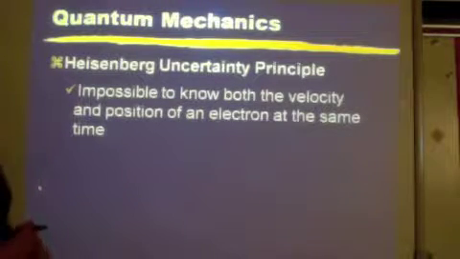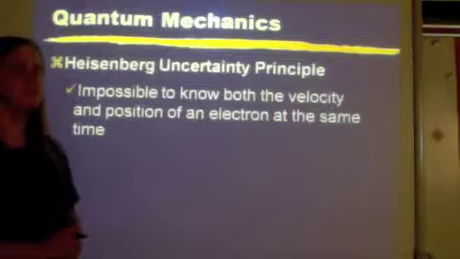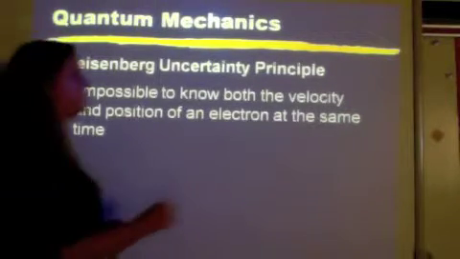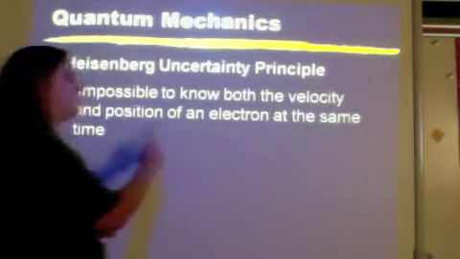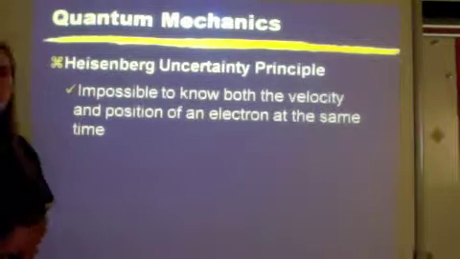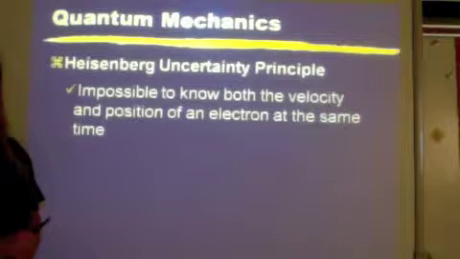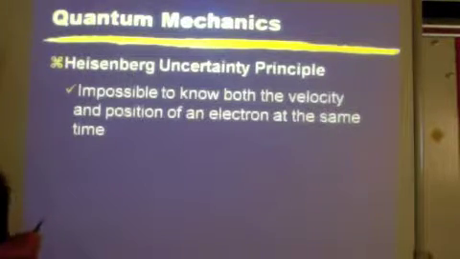So first we need to start with Heisenberg's uncertainty principle. He pretty much just states it's impossible to know both the velocity and the position of an electron at the same time. Pretty much they're so small and moving so fast that it's impossible to isolate one and know both of those things at the same time.